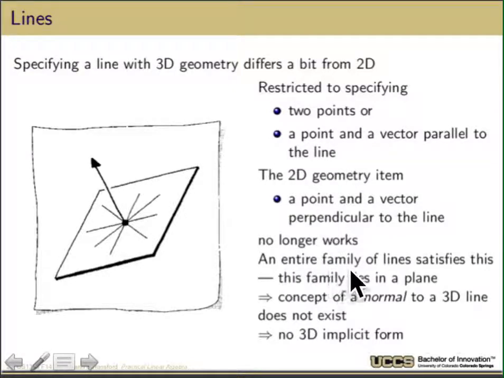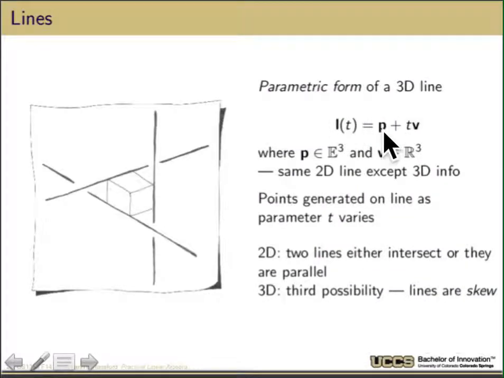But we can think of an entire family of lines, because anything that's perpendicular to a line will actually give us a plane. So in 3D, we're going to use the concept of a normal to a 3D line. You can ask about it, but it doesn't really exist, right? For any line, any plane is perpendicular to that line in some direction. So that doesn't help us. Because of that, there turns out to be no implicit 3D form for a line. But we do get our parametric representation. So we can take a point plus t times a vector, where now the point is in 3D and the vector is in 3D, which is really the same as we did in 2D, except it's in 3D.